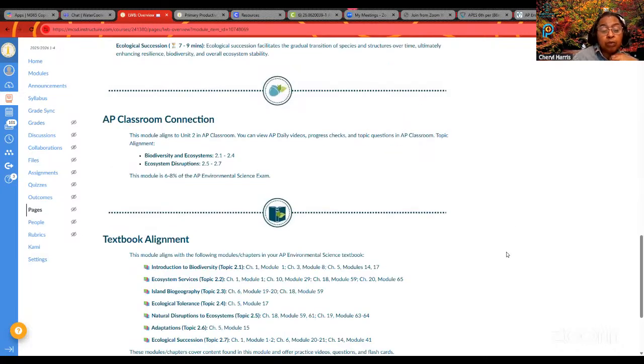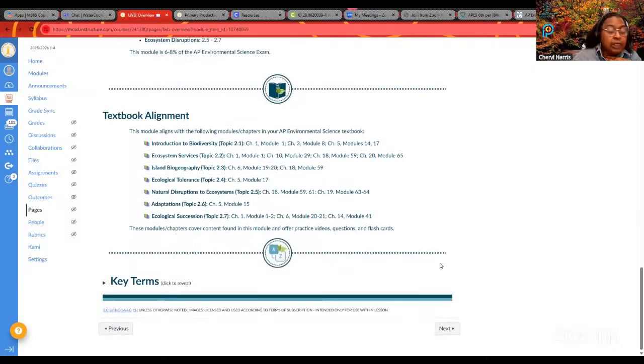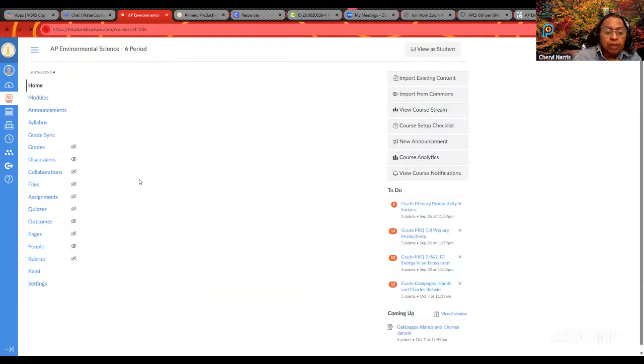We are going to look at 1.1 today. So we're going to look at the introductory module. And you all do have a link, and there is a textbook as well as your AP Classroom. So this aligns with the AP Classroom, but you also have a textbook. And hopefully you remember that you have a textbook. Let me go back to the home page and show you where that is in case you forgot.